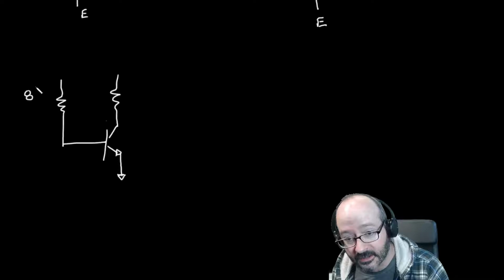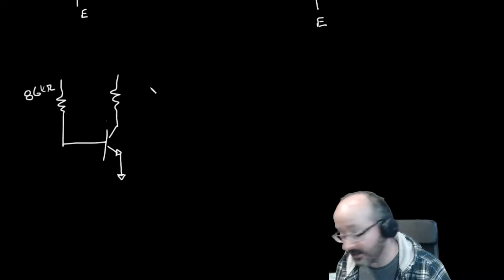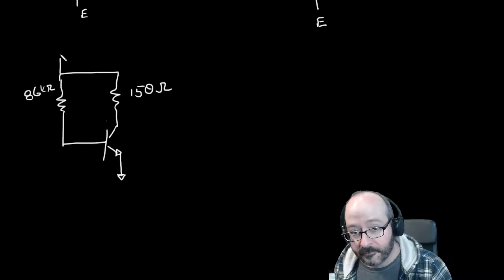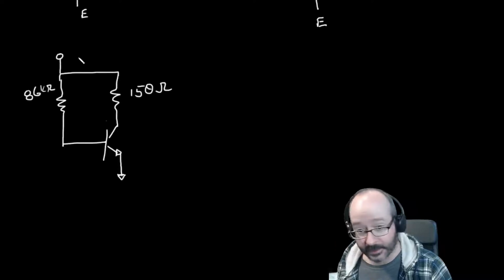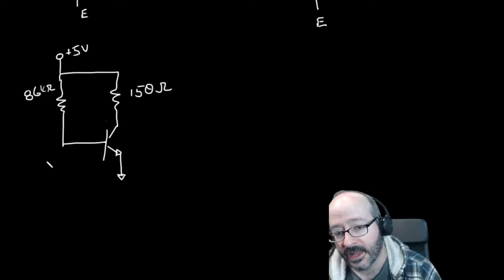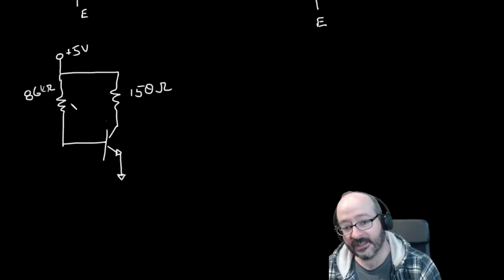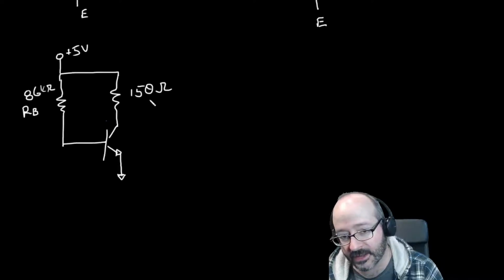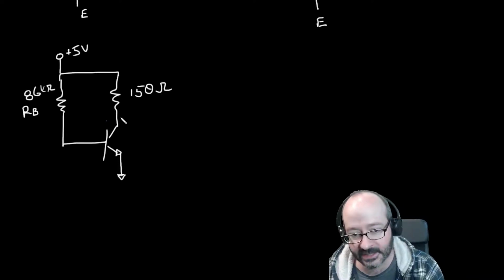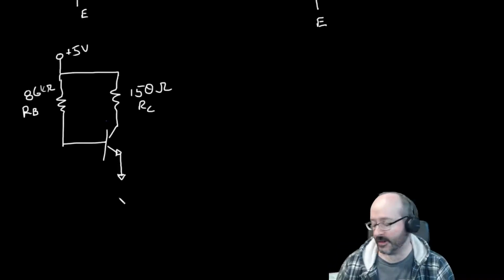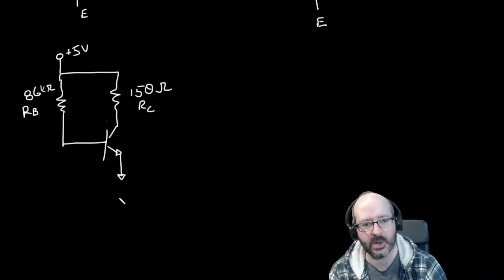86 kilo ohms and 150 ohms over here. All right, and let's tie those together and get ourselves a voltage supply. This is plus 5 volts. Since this is the only resistor connected to the base, frequently we'll call that RB. And since this is the only resistor connected to the collector, we'll call this RC. If we had one down here in the emitter, we'd call it RE, but we don't.